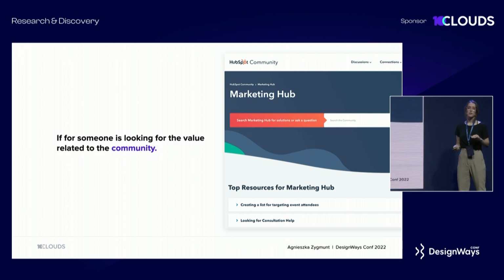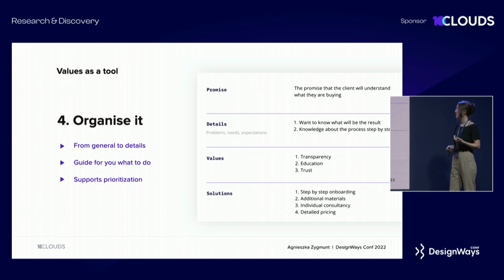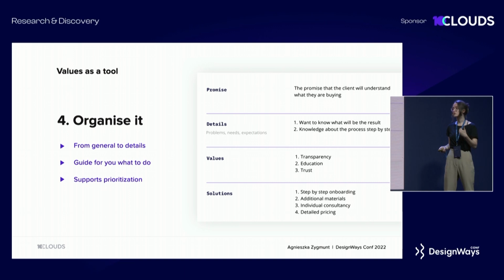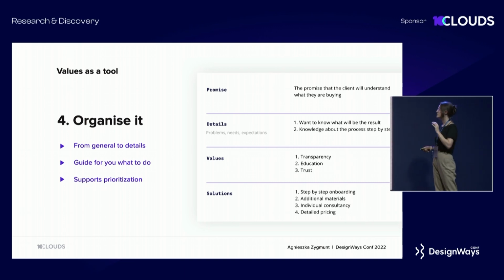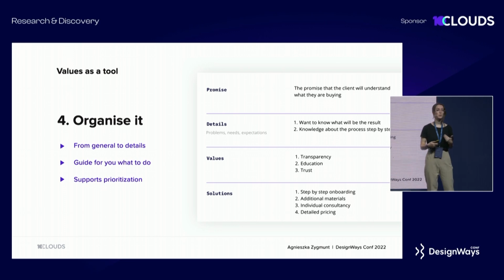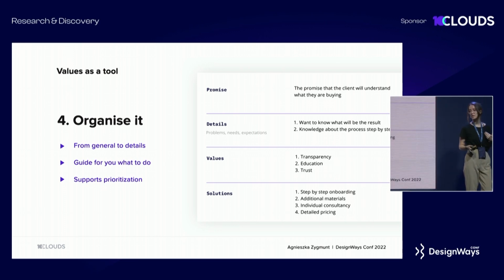And if the simple checklist is not enough for you, because we are working on complex projects too, you can organize it. I know it's still simple, but you can just go from general to details, because a small organization of all the information about promises, values, and the solution will be a simple guide for you. It will guide you on what you need to do, because you will know the end goal of the whole process. And also it will support you when you are making decisions about what you should do next.